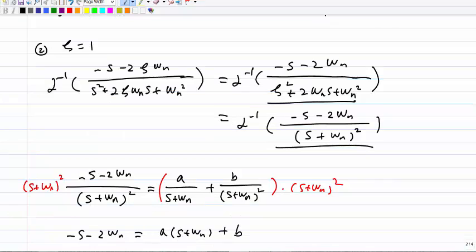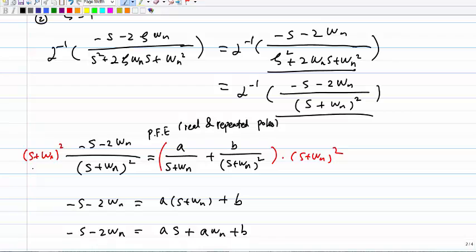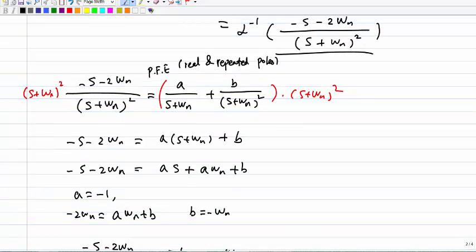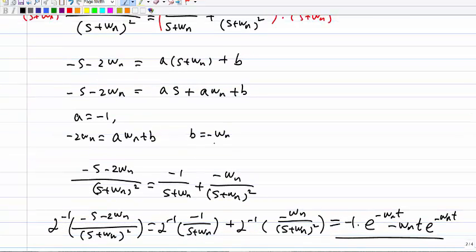According to what we learned for the partial fraction expansion, we only look at this part over here. This can be written as a over s plus wn plus b divided by s plus wn squared. This is by using the partial fraction expansion, because these are repeated real poles. Okay, so in order to figure out a and b, we multiply both sides by s plus wn squared. We keep on doing the simplification and calculation. What we figure out here is a is negative 1, b is negative wn.